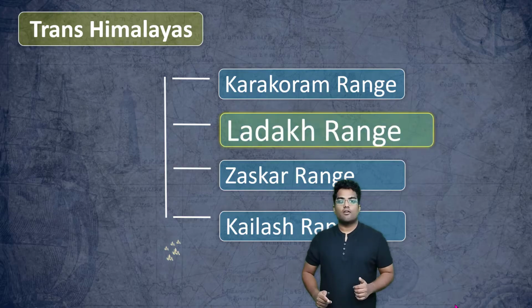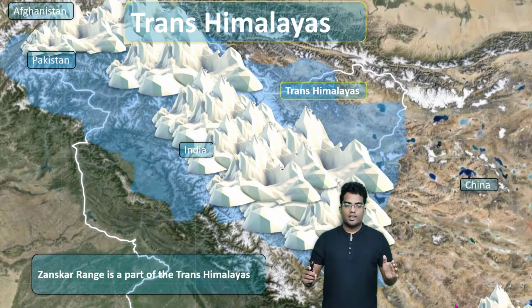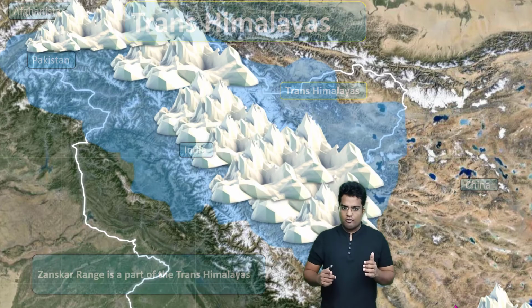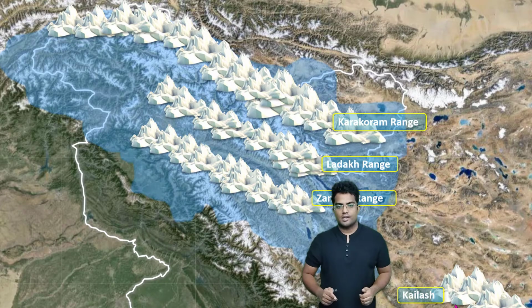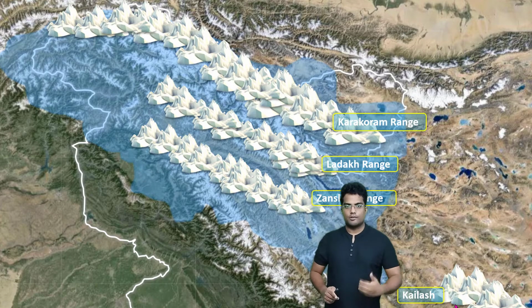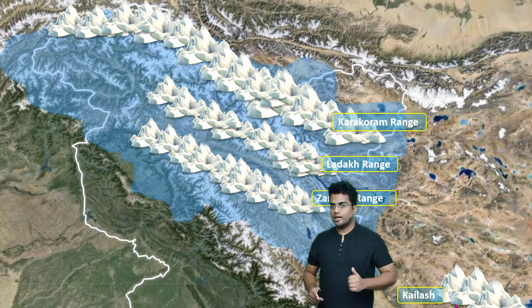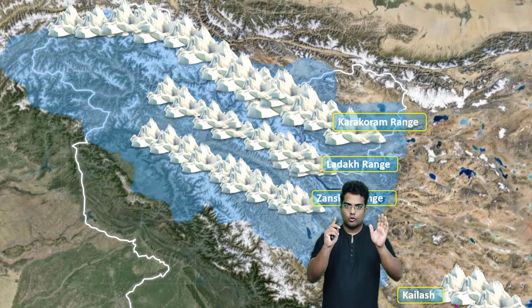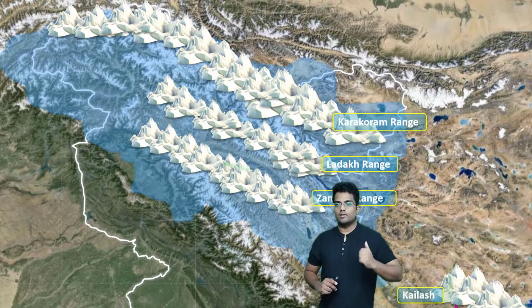Okay, so let's have a discussion on the Ladakh Range, right? So once again, this is the Trans-Himalayas. The Trans-Himalayas goes around from Afghanistan, Pakistan, India, and China, right? Now let's have a look into the division of the Trans-Himalayas. So this is how it looks like. The Trans-Himalayas is divided into Karakoram Range, the Ladakh Range, the Zanskar Range, and the Kailash Range. We have learned about the Karakoram Range earlier, right? So let's only focus on the Ladakh Range.